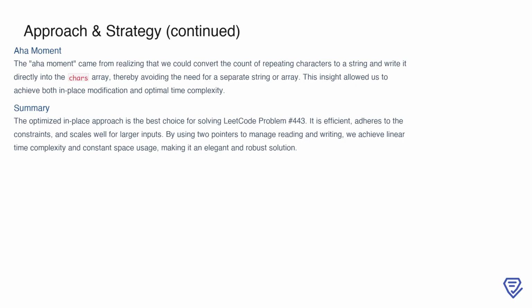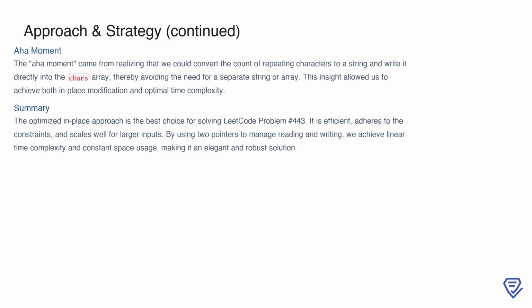In summary, the optimized in-place approach is the best solution for this problem. Not only does it fulfill the problem's constraints by working directly with the input array, but it is also efficient and scalable. Using two pointers for reading and writing allowed us to achieve O(n) time complexity and O(1) space complexity, making the solution both elegant and practical. This method handles edge cases effectively, avoids unnecessary overhead, and demonstrates the power of careful algorithm design in solving complex problems efficiently.